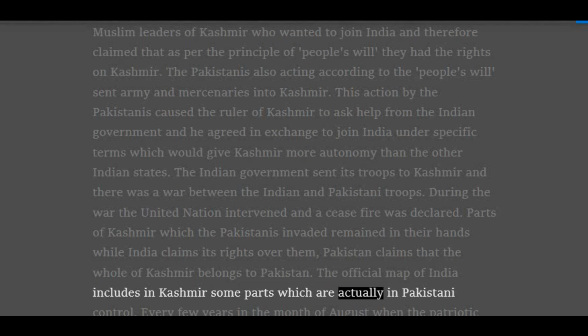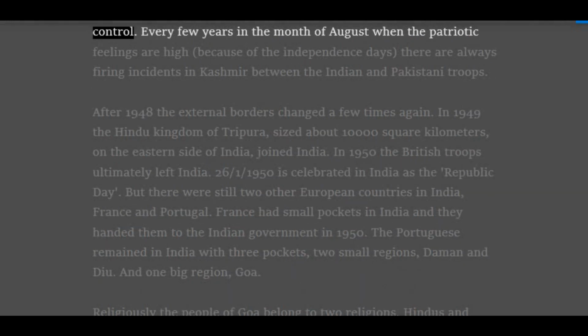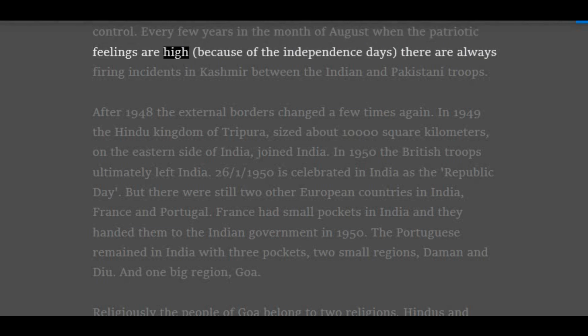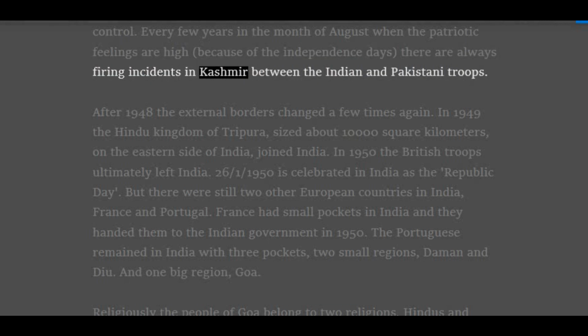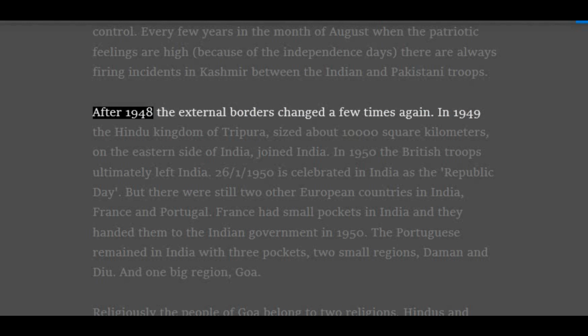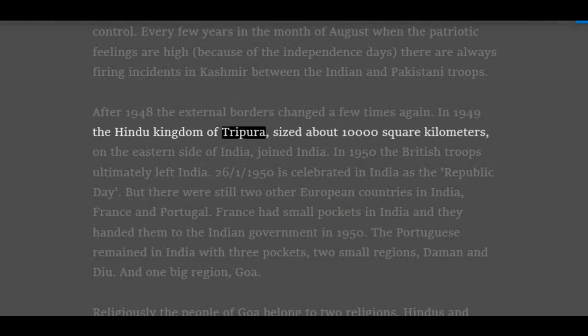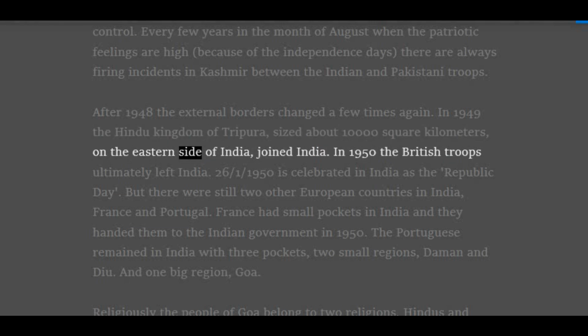The official map of India includes in Kashmir some parts which are actually in Pakistani control. Every few years in the month of August, when the patriotic feelings are high because of the Independence Days, there are always firing incidents in Kashmir between the Indian and Pakistani troops. After 1948 the external borders changed a few times again. In 1949 the Hindu kingdom of Tripura, sized about 10,000 square kilometers, on the eastern side of India, joined India.